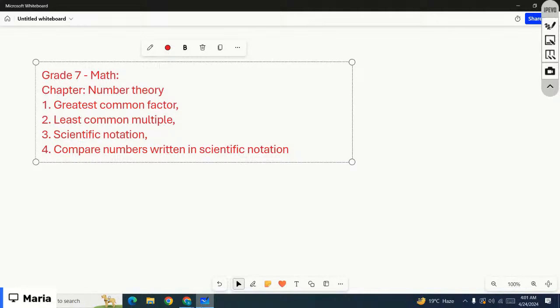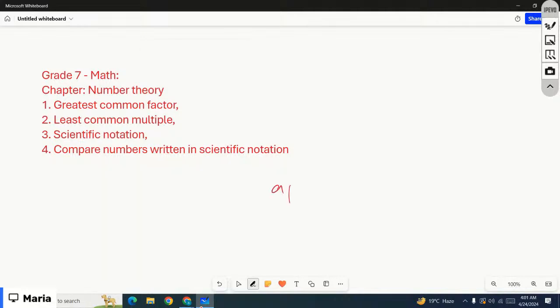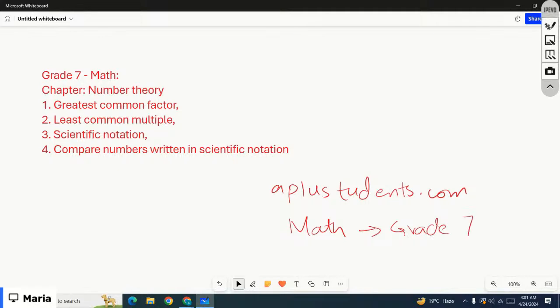We are here for grade 7 math. You can find all the lessons on aplusstudents.com. You have to log in there using your email address and password as provided by the administrator. Then you have to select math from the subject tab. Scroll down to grade 7 and then click on view all lessons. There you can find the list of the chapters.